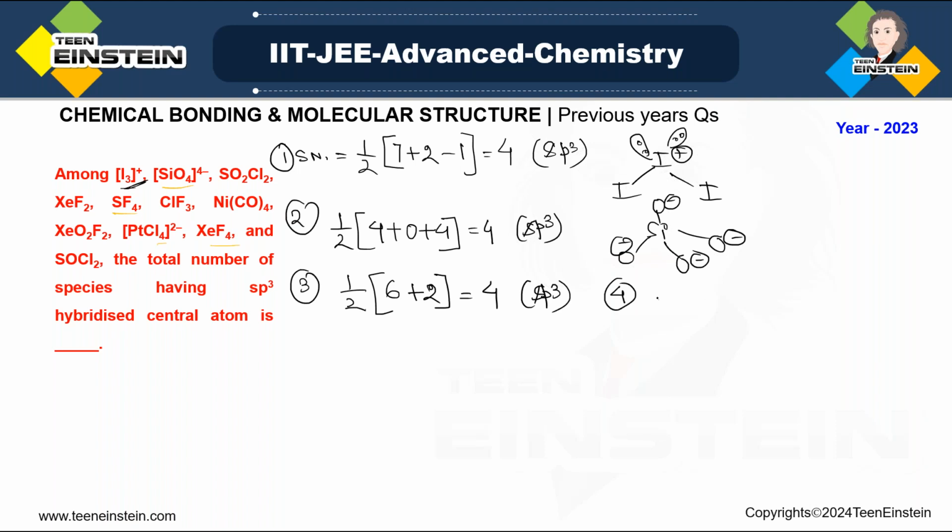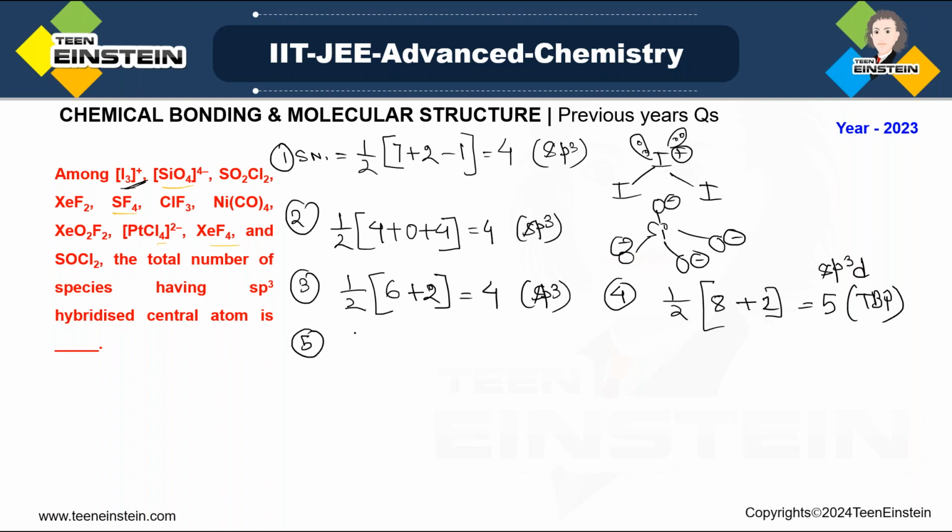Now the number 4. Number 4 is XeF2. Now for xenon, it is from group 18, 8, that is fully filled, the p orbital is fully filled. So it will be 8. Monovalent atoms 2. So 8 plus 2, 10 by 2, it will be 5. That means it is TBP geometry. And when it is TBP geometry, it is basically sp3d hybridization. So it should not be considered as a correct option.